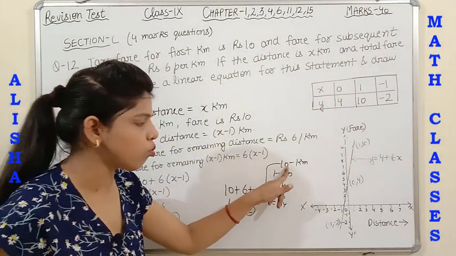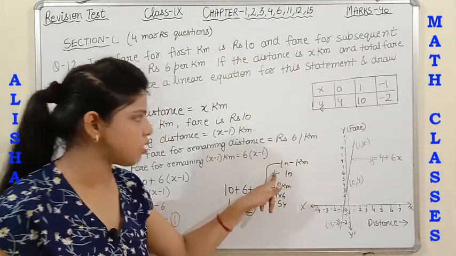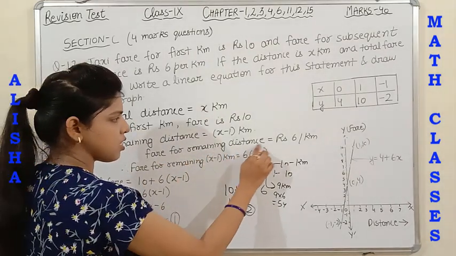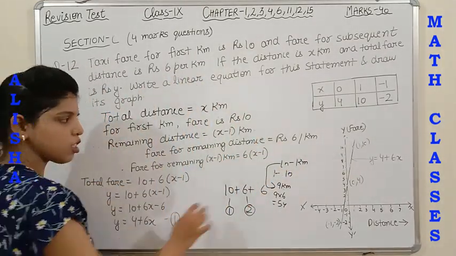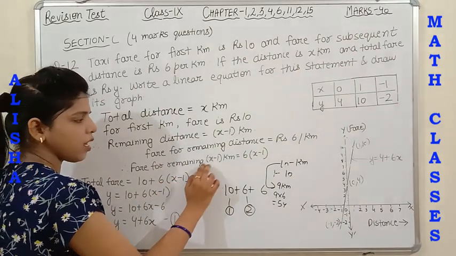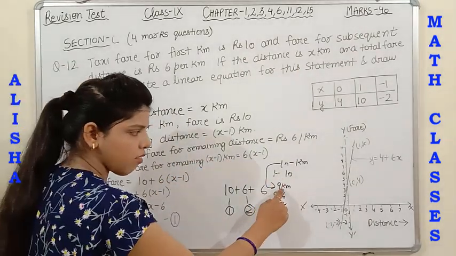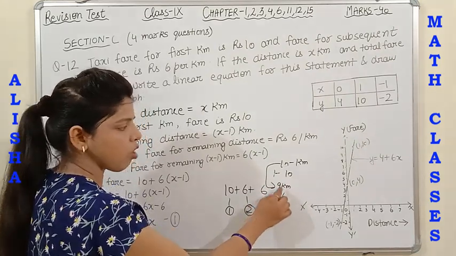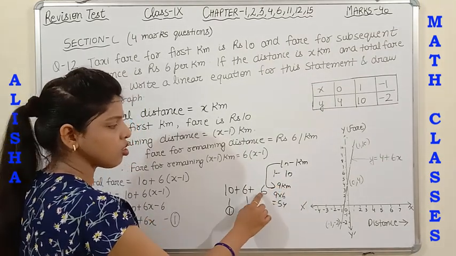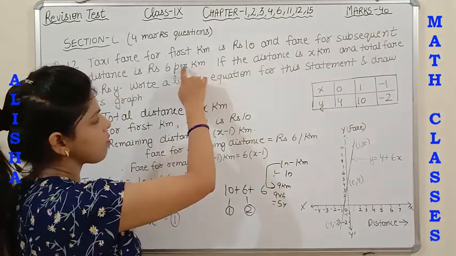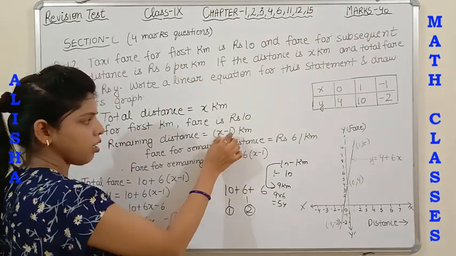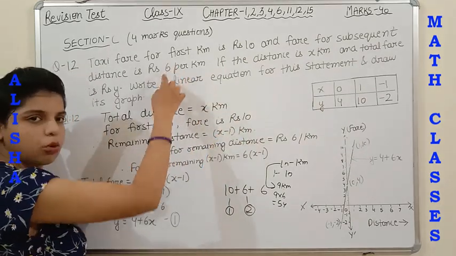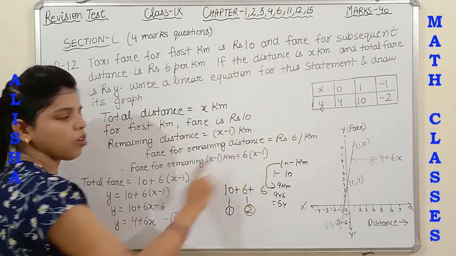So for the remaining distance, what you have done? You have subtracted 10 minus 1. Similarly, I have done x minus 1 kilometer. Now fare for the remaining distance is rupees 6. This is given in the question, rupees 6 per kilometer. Therefore, fare for the remaining x minus 1 kilometer, that is what I have just evaluated here. Fare for the remaining 9 km is 9 into 6. So I have multiplied the remaining distance by the charges per kilometer. I have multiplied the remaining distance x minus 1 by the charges rupees 6. So it becomes 6 into x minus 1.